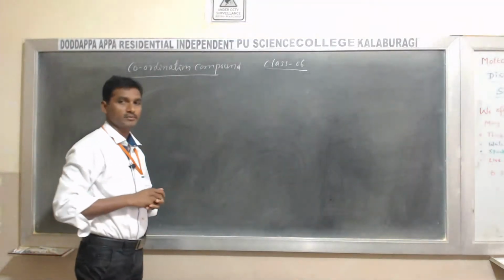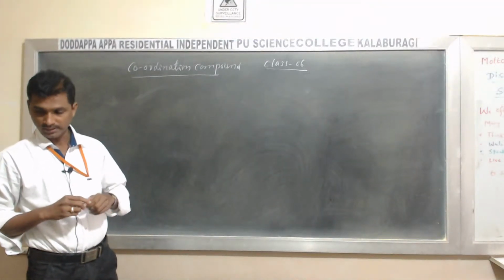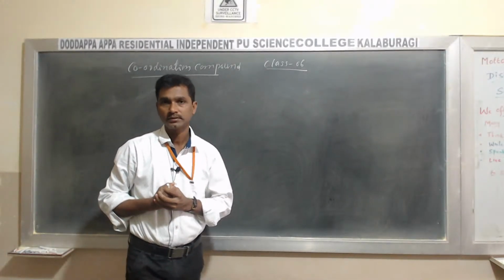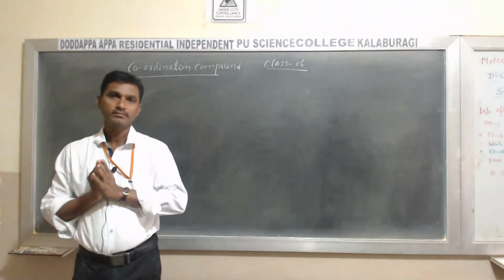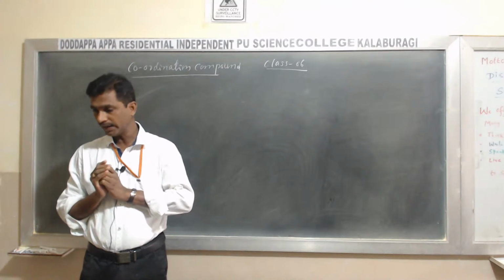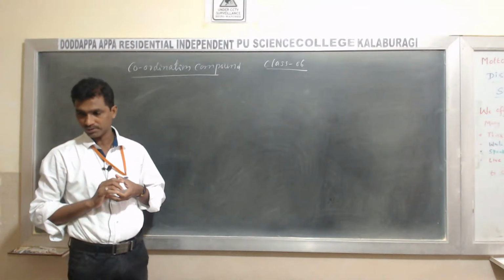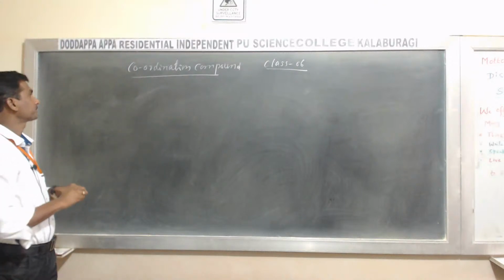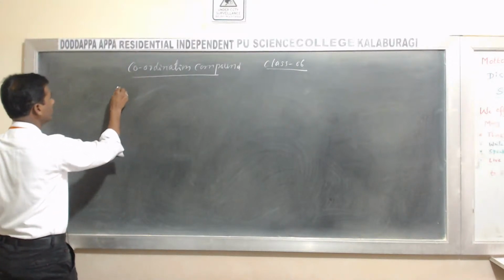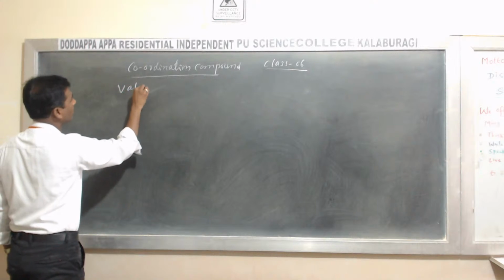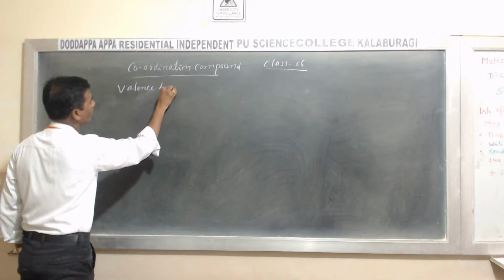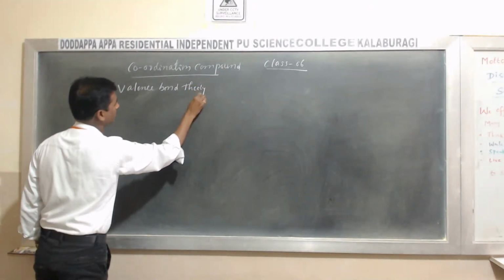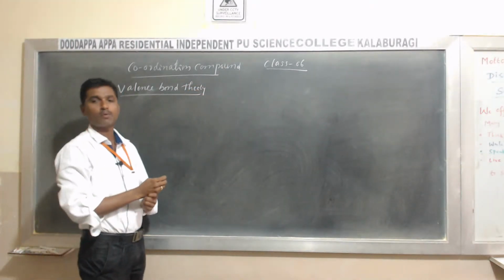Coordination compounds, class 6. Yesterday, we discussed the rules for naming cationic and anionic complexes. Now, I am discussing valence bond theory today. What is this valence bond theory?